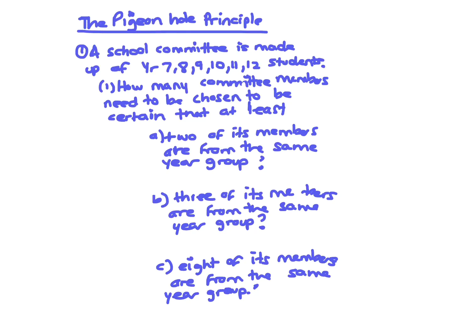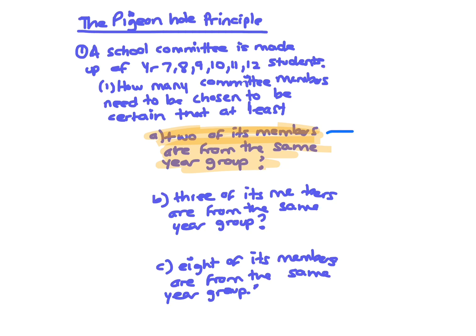Just going to run through some questions on the Pigeonhole Principle. So a school committee is made up of Year 7, 8 and 9, 10, 11 and 12 students. How many committee members need to be chosen to be certain that at least 2 of its members are from the same year group?